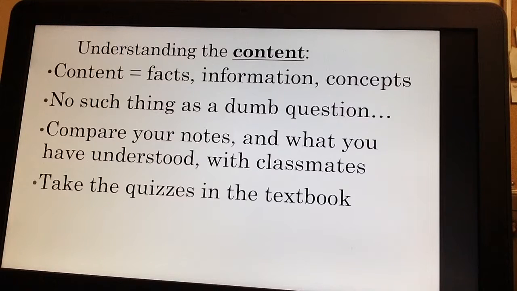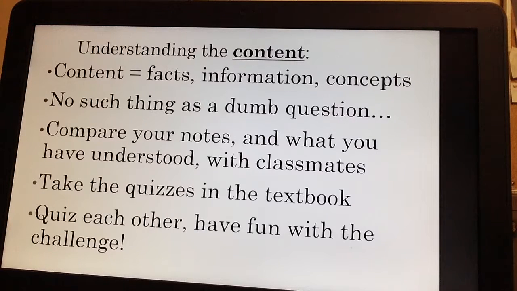Another tip, take the quizzes in the textbook. Many textbooks, especially at the end of chapters, will have a quiz that you can take to help you see if you've understood the content. And this will help you review for the test. Or you could quiz each other. Have fun with this challenge of figuring out how well you've understood the content of any given course.